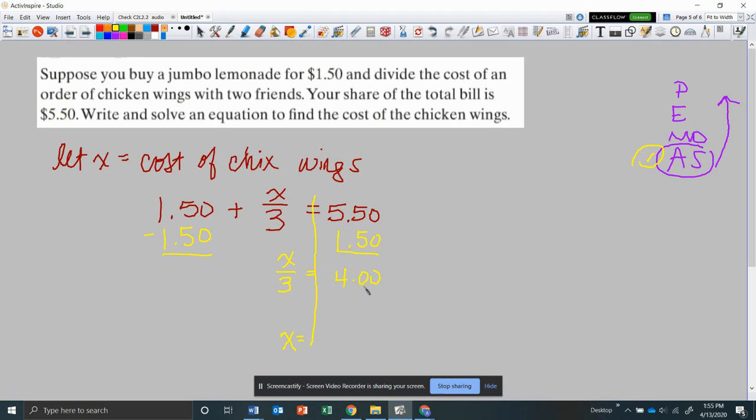That means that my share of the wings is $4 among 3 people. So I can undo this one by doing the opposite of dividing by 3. So I'm going to multiply by 3 on both sides. These cancel out, leaving me with x, and I know 4 times 3 is $12. So the wings cost $12 for all of us.